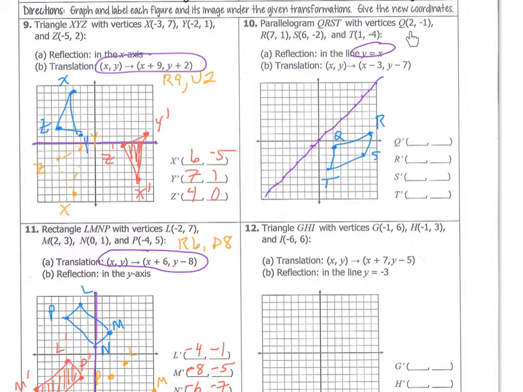So we're going to plot -1, 2 for Q. But make sure that you label them. And then R is going to be 1, 7. And then S is going to be -2, positive 6. And then T is going to be -4, positive 1.